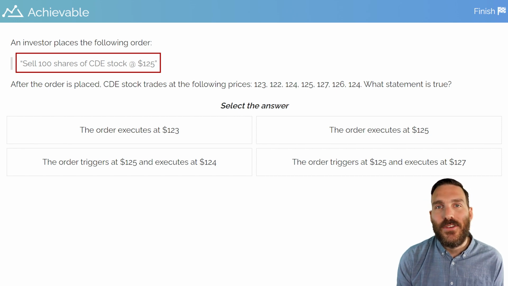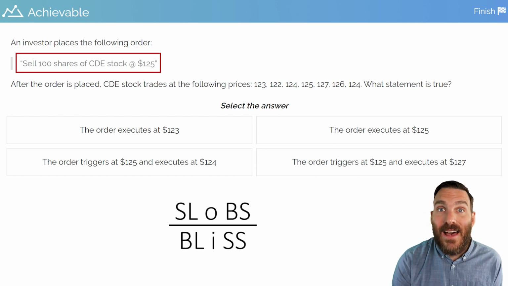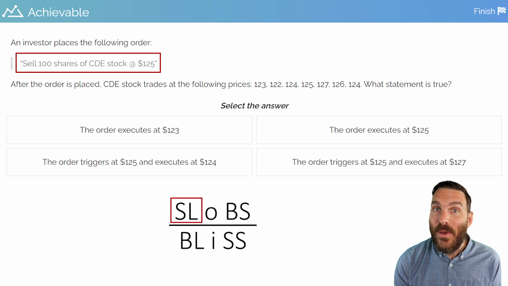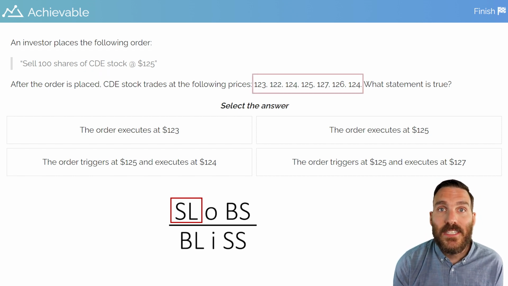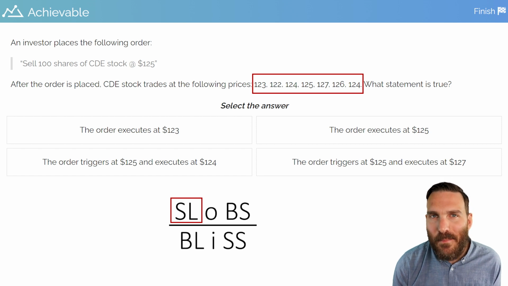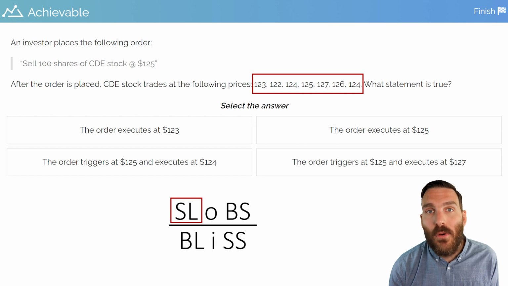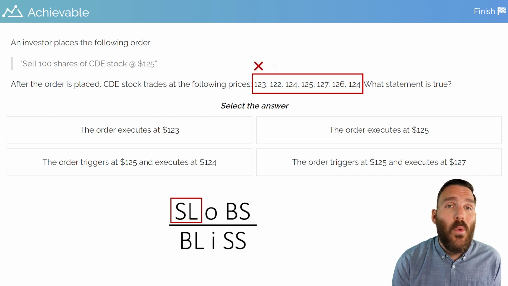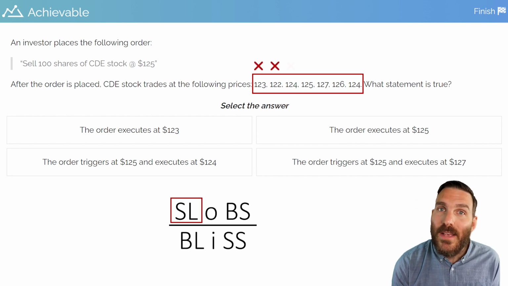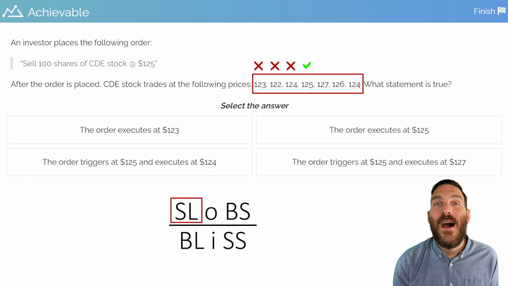The easiest way to answer this question is by using our friend SLoBs over BLiSS. This is a sell limit order. SL is above the line, so that tells us we need the market price to be at or above 125 for this order to be executed. Now that we know what we're looking for, we'll go to the prices they specify. We read these prices from left to right, basically assuming they're in chronological order, and the first time we see 125 or above, the order executes, goes through, and that will be our answer. 123 is not 125 or above. 122 is not 125 or above, nor is 124. But 125 is 125 or above.